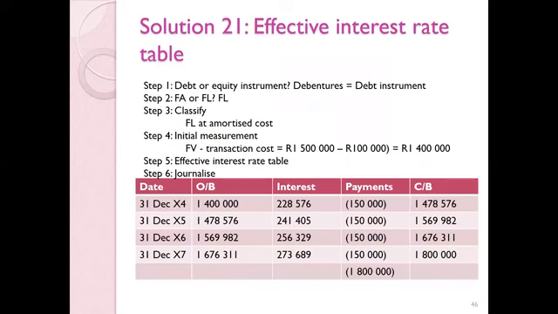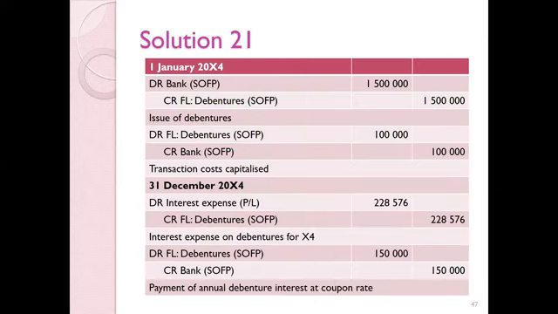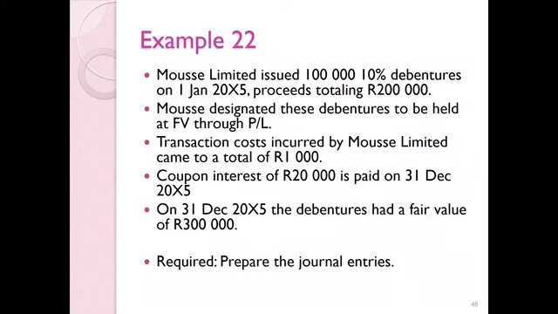We then move on to the next item, which would be the payments. We credit our bank with the 150,000 Rand that corresponds to our effective interest rate table and debit financial liability debentures. Now, it might be important for you to actually name your financial asset or your financial liability, because you might find entities have a number of financial liabilities. So it's important that you reference exactly which one you are referring to when you are preparing your journal entries.